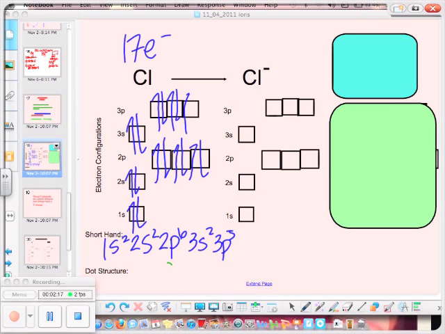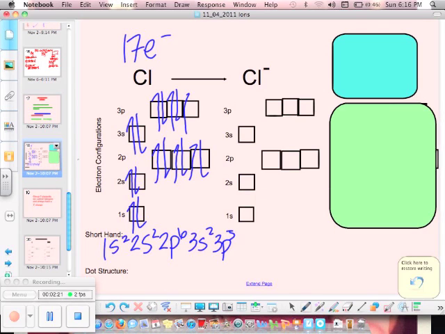Now if I draw my dot structure, I draw chlorine. In level 3, I have 7 total electrons. I'm also in group 7, so I draw 7 electrons: 1, 2, 3, 4, 5, 6, 7. Good. Now, as you can see, this is a chlorine minus, which means I've gained 1 electron. So instead of 17 electrons, I actually have 18 electrons.